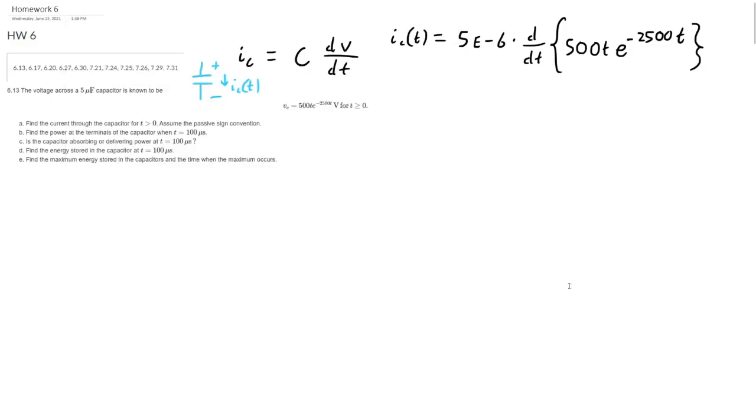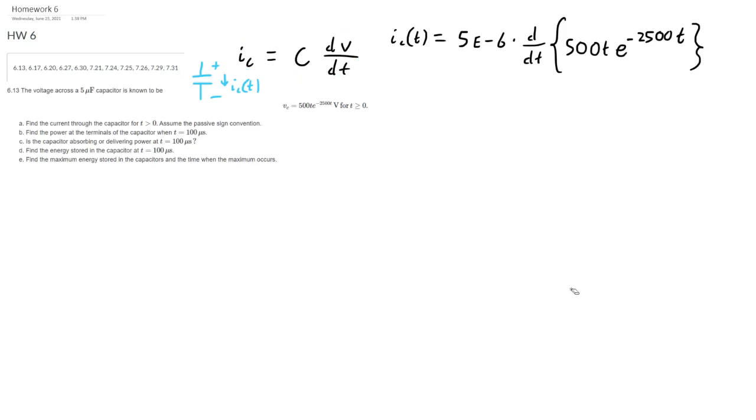Okay, so for problem 6.13, we've got this circuit with a capacitor C, and we want to find the first thing, which is the current through the capacitor for time greater than 0. To remember the equation for the current through a capacitor, it's a differential equation relating the capacitance and the change in voltage across its terminals with respect to time.